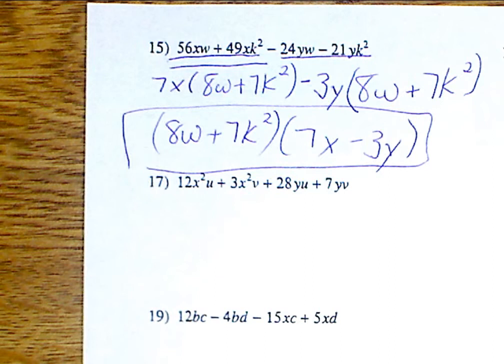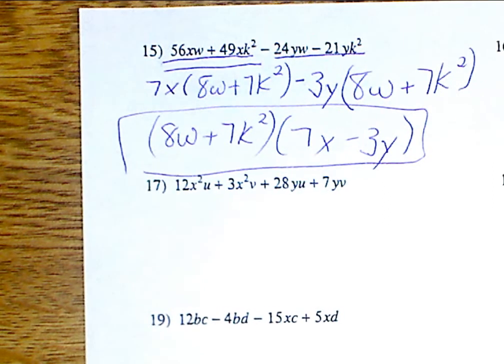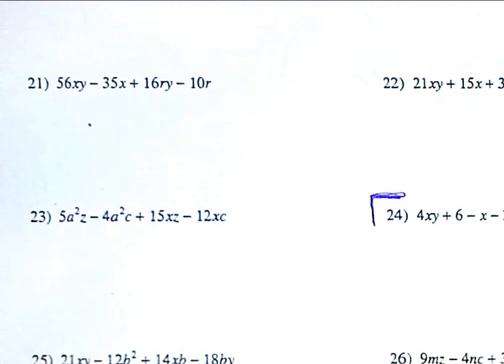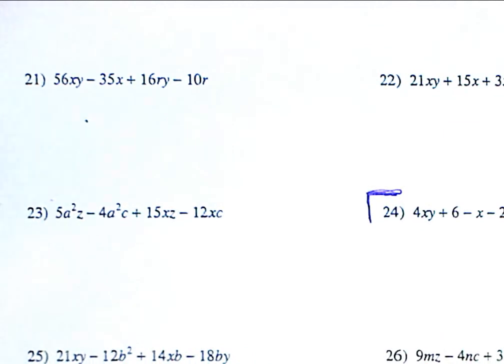So, 24, 25, 26, 27, 28. You have to rearrange them to see what you have in common.